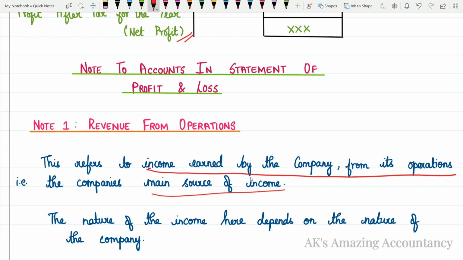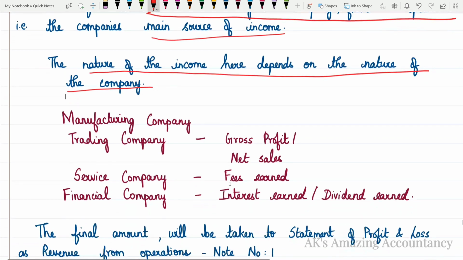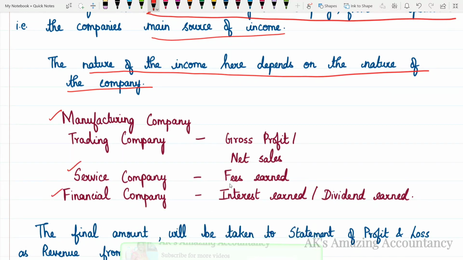This revenue from operations actually will depend upon the nature of the company. That is what I have given here. The nature of income here depends on the nature of the company. As you know very well, the nature of the company will differ from one another. The company may either be a manufacturing or trading company, or it may be a service company, or it may be a financial company. If the company happens to be a manufacturing or trading company, in such case, the main source of income will be gross profit or net sales, as the case may be.